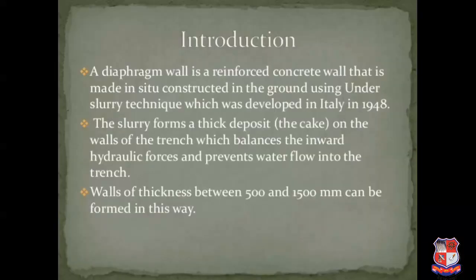Today we are going to discuss the diaphragm wall. A diaphragm wall is a reinforced concrete wall that is made in situ, constructed in the ground using the underslurry technique, which was developed in Italy in 1948.